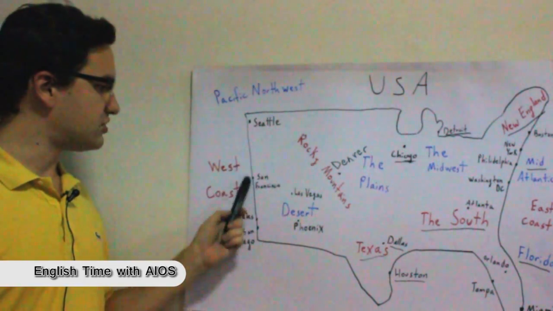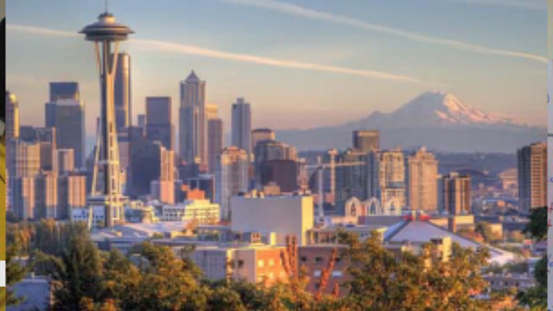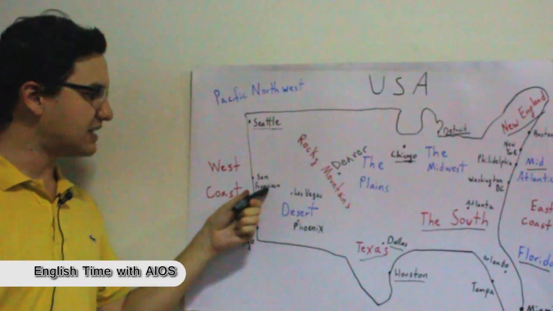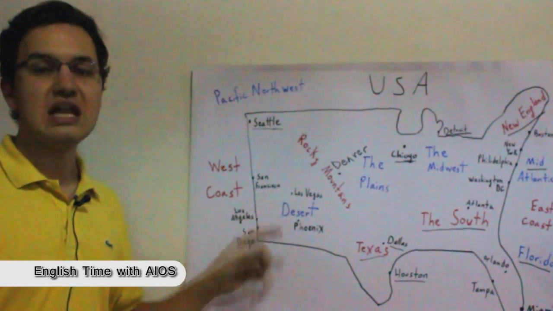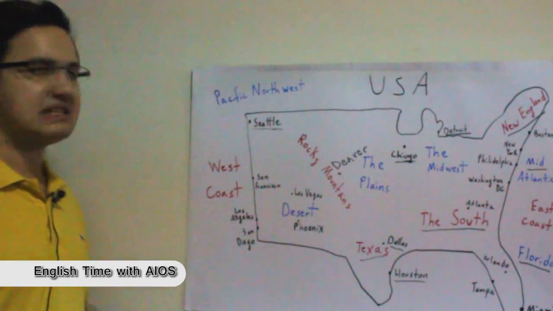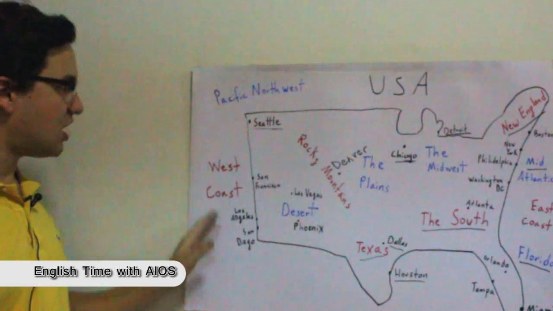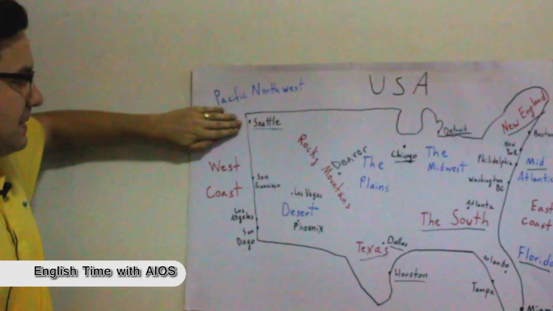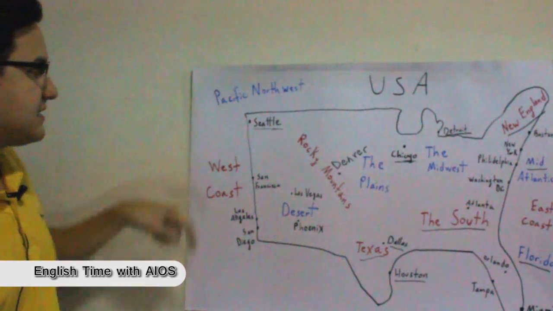The last major city on the West Coast is Seattle. This is the home of Microsoft. Most of the major technology companies are in San Francisco, like Facebook and Google. But Microsoft decided to come to Seattle. So we call all of this the West Coast, and the area up here, where Seattle is, the Pacific Northwest.